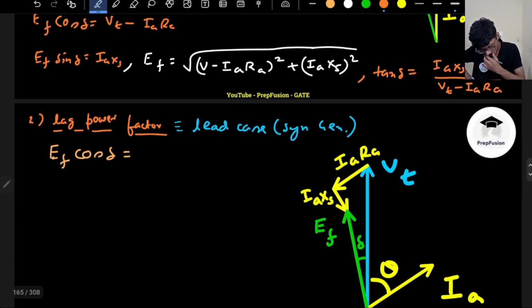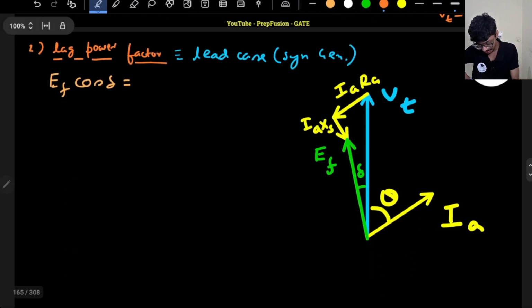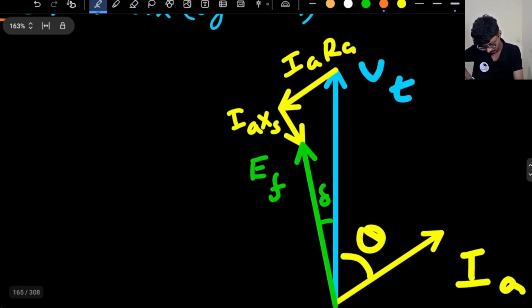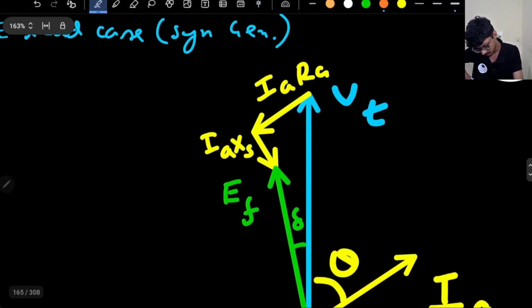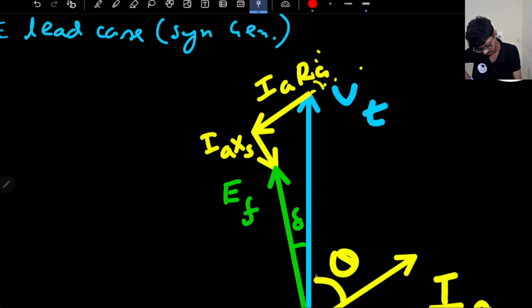Okay, now what about here? This time, remember this is theta. If this is theta, this also should be theta. If I extend this, this will be theta, correct? This is theta, this is theta. Okay, basic geometry, class 8, 9. I will not explain.